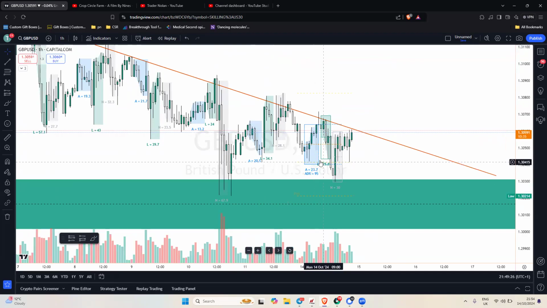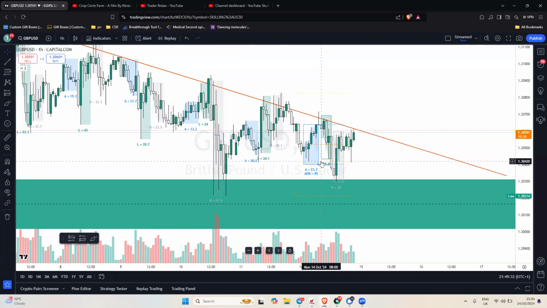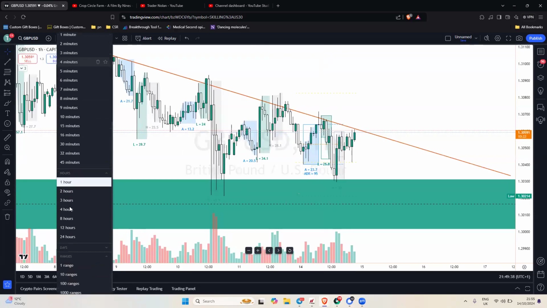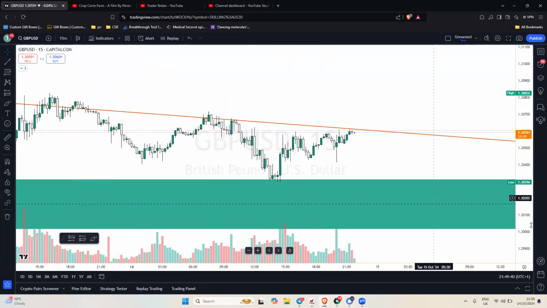I entered when Asia was filled around here first, and I got stopped out, but I was looking at this larger overall zone. Somewhere in here, I wanted an entry. So let's get it on there for 15 minutes.